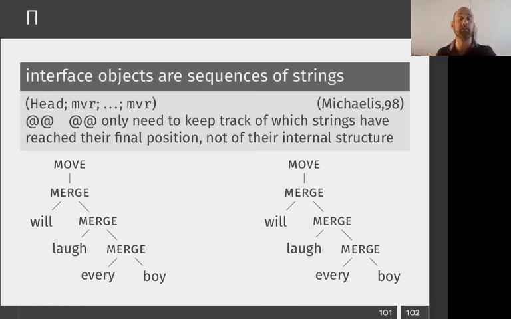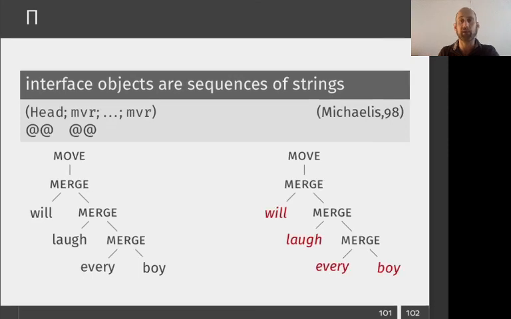So again, the derivation tree on the left is going to stay the same, but this one is going to be changing. Okay, that's just so that you can keep track of what the original derivation tree looked like and what's going on. Okay, so we just need to keep track of the strings. So will, laugh, every, and boy.